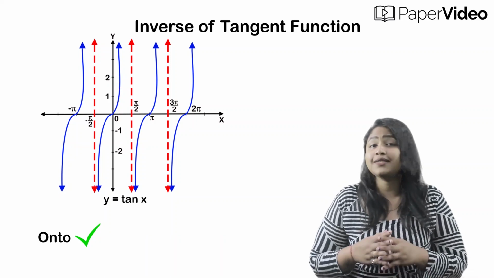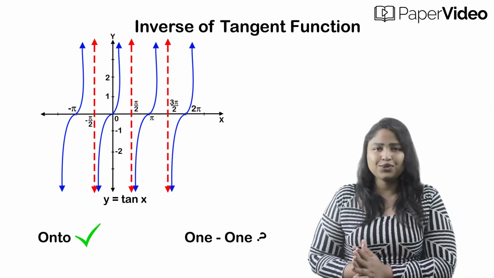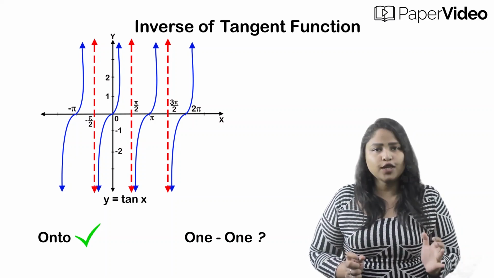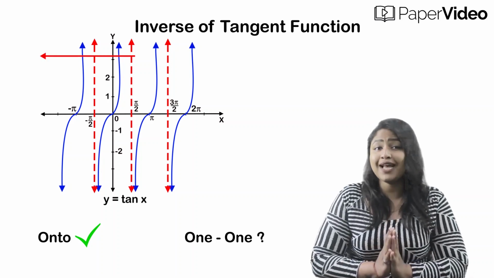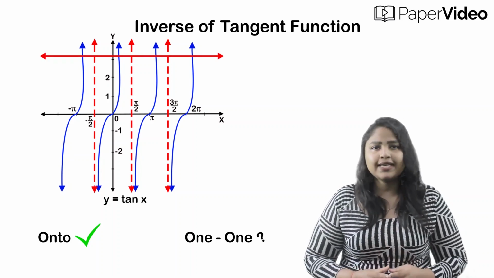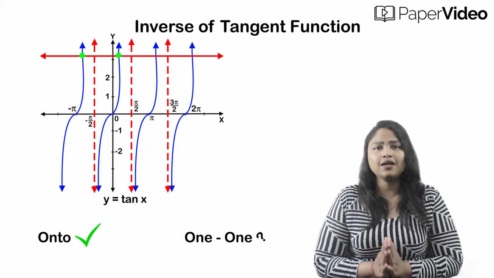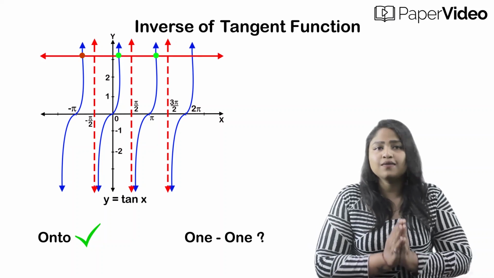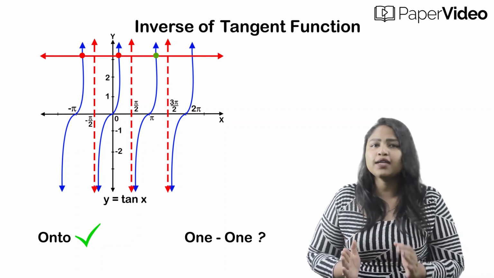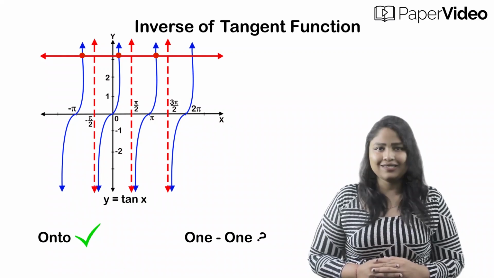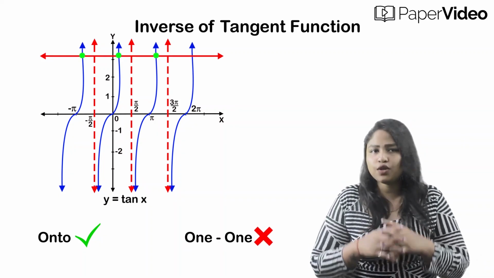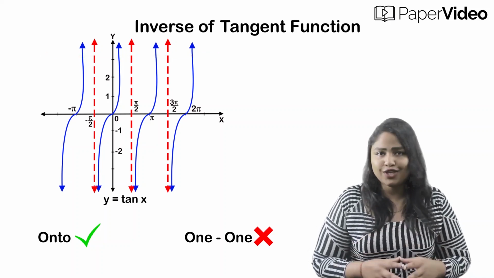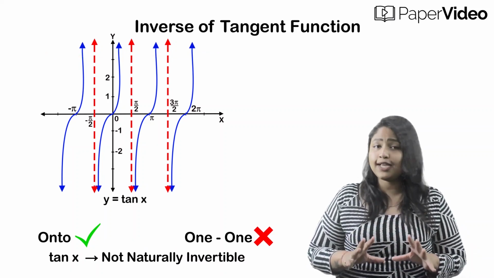Now let us check whether a tangent function is a one-one function. For this, we will use the horizontal line test. Draw a horizontal line passing through the curve of the tangent function. As we can see, the horizontal line intersects the curve at more than one point. This means that for each value on the y-axis, there are more than one corresponding values on the x-axis. So, the tangent function cannot be a one-one function. And since the tangent function is not a bijection, it is not naturally invertible.